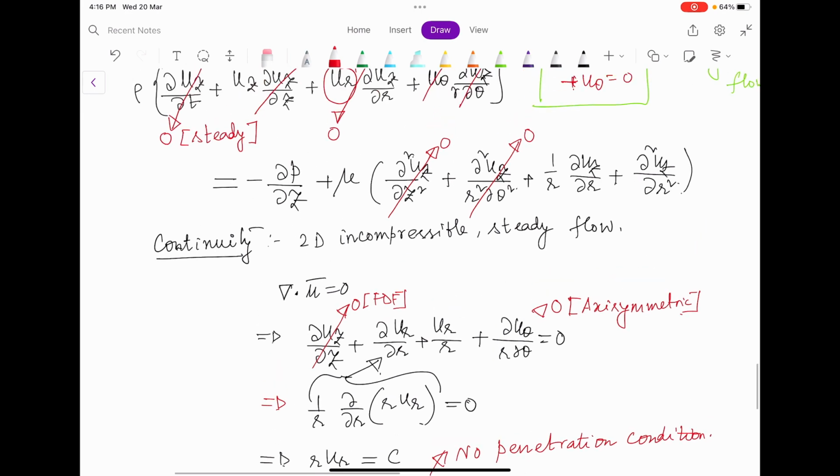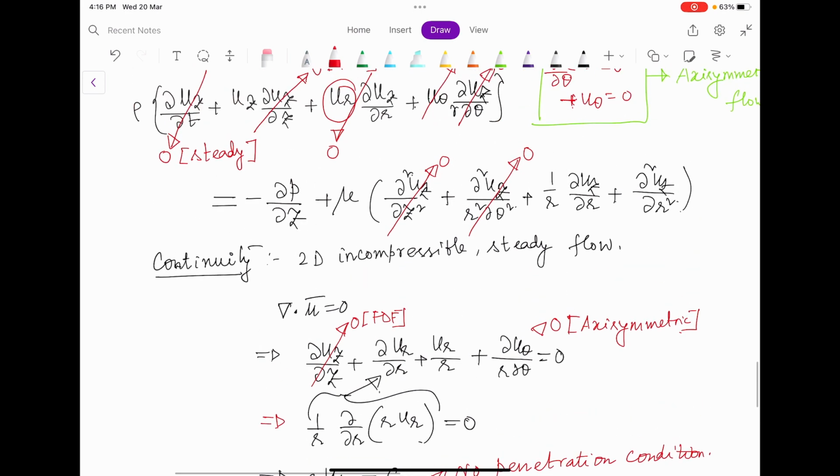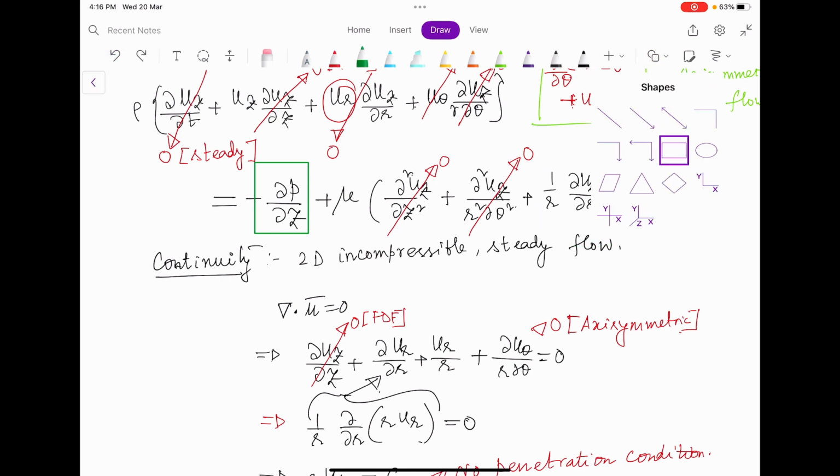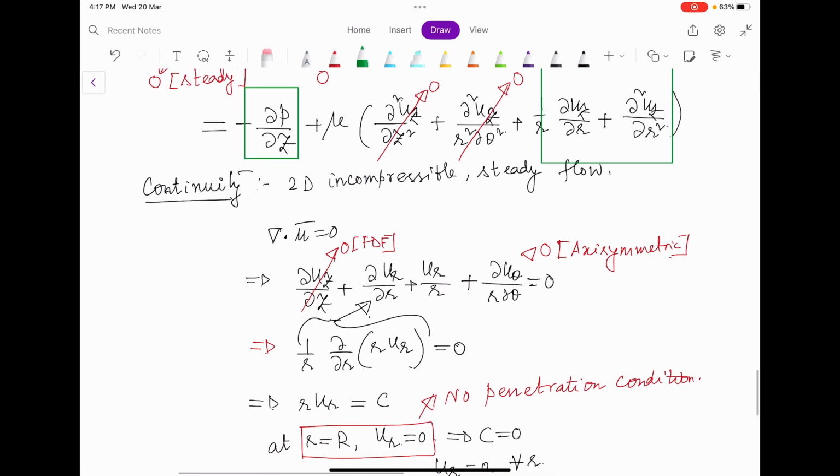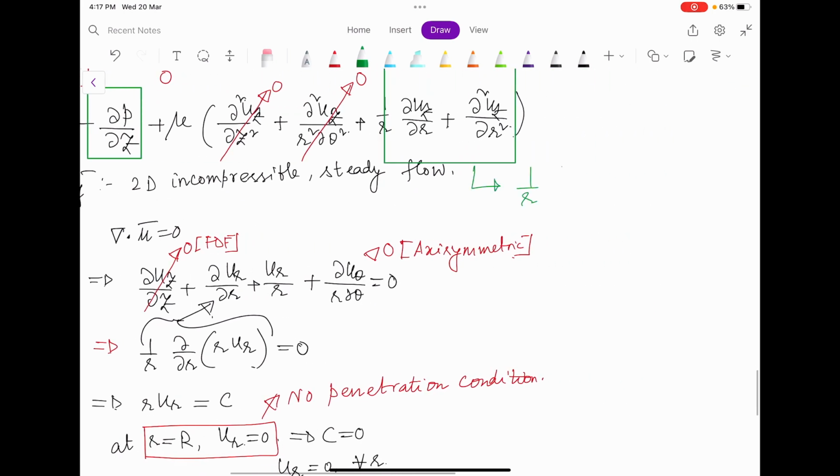Now after the simplification of the Navier-Stokes equation, the terms which are sustained are this term, the axial pressure gradient, and mu into this term, right, mu into this term. So let me do it clearly, mu into this term, and this term you can write as 1 by r del by del r, right, into r into del uz del r. See if it is coming or not, 1 by r into del square, yes, I think it is coming, right.